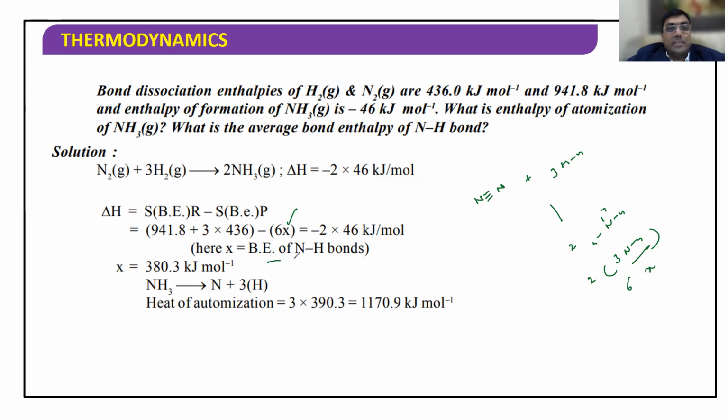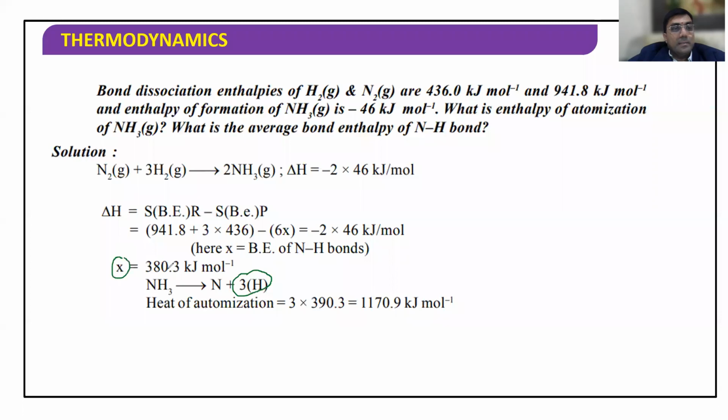X is equal to the bond energy of N-H. Clear or not? Now listen very carefully, very interesting. The question is, what is the enthalpy of atomization of NH3? Atomization of NH3 means nitrogen and 3 hydrogens. Agreed or not? So how much is the value of X coming? 380.3.